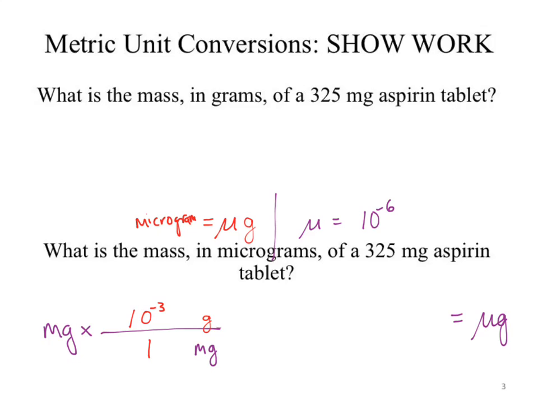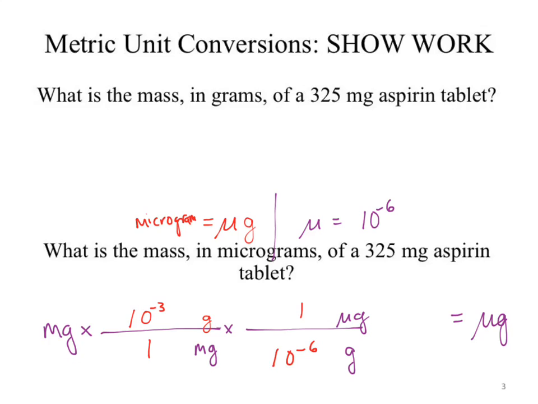What units am I now in? I'm now in grams. Is grams equal to micrograms? No. So I need to get rid of grams, and I need micrograms in the numerator. Do I have a conversion between micrograms and grams? Yes. That comes from the meaning of micro. Micro means 10 to the minus 6. 10 to the minus 6 grams is 1 microgram.